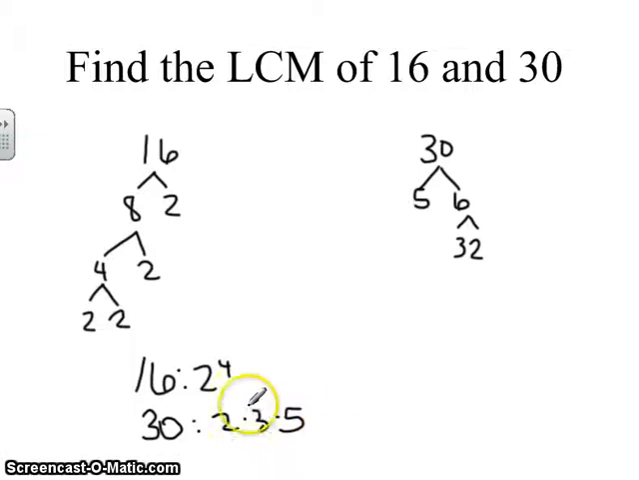So I want to look between both of my lists which number has the most 2's. You're right, it's 16 has the most 2's, so I want all of them. So over to the side, I'm going to write 2 to the 4th. I want all of those 2's. Now I'm going to look and see, which number has the most 3's? 30 does. I'm going to take that 3. I'm also going to take that 5.